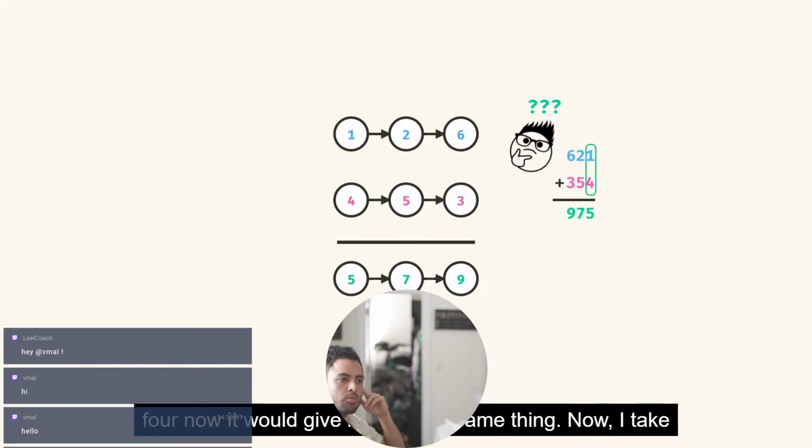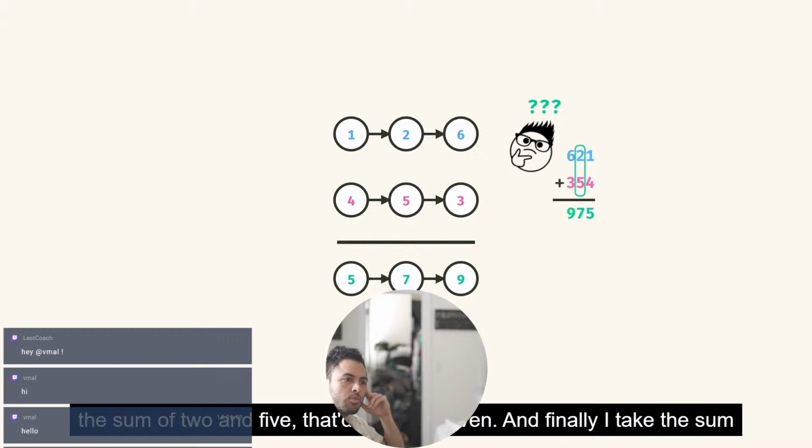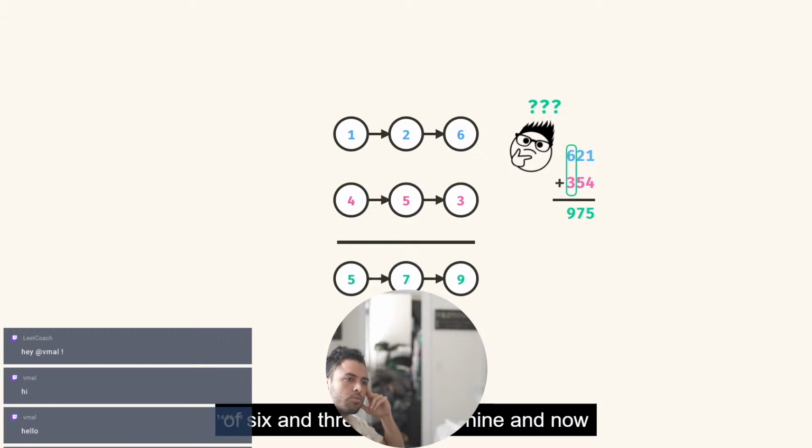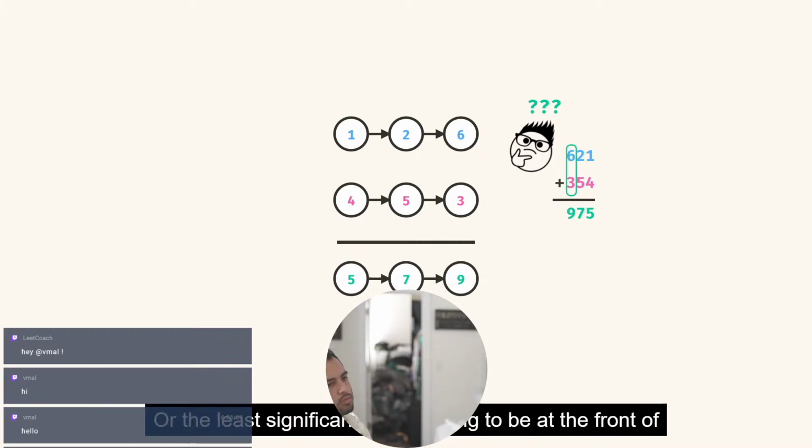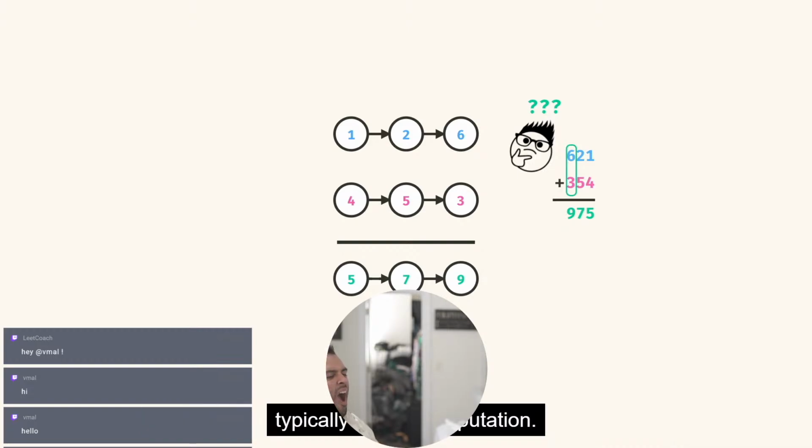That would give me the 5. Same thing. Now I take the sum of 2 and 5, that'll give me 7. And finally, I take the sum of 6 and 3, giving me 9. And now it's actually pretty convenient because we're given our linked lists in reverse order. That means the ones place, or the least significant digit, is going to be at the front of the linked list, which actually corresponds to the order we typically do the computation.